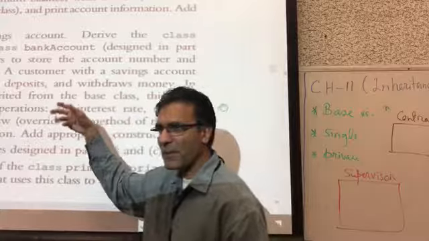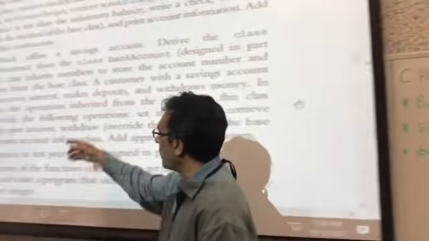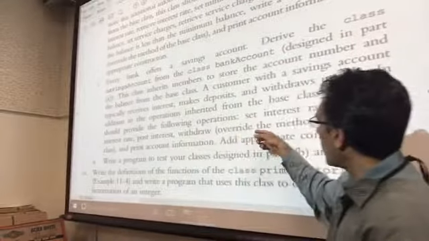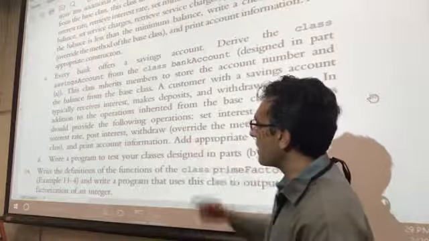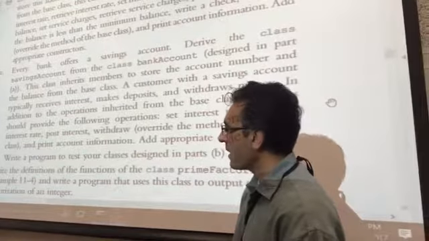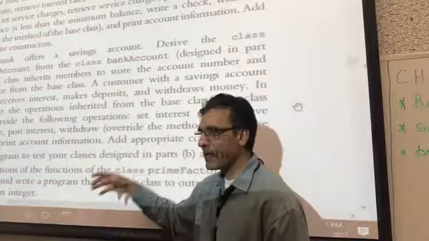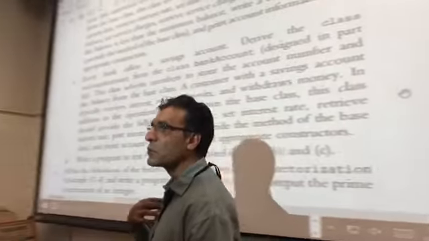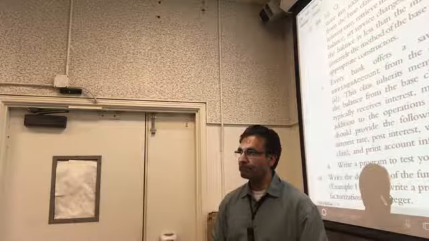I will actually copy paste. You can easily do that, or just one line code. Post interest rate, withdraw, override the method of the base class, and print information. And then this could be your main function, or you can write another separate class. Like in my case, I wrote a supervisor class. You can write another separate class just to test these checkings and savings.